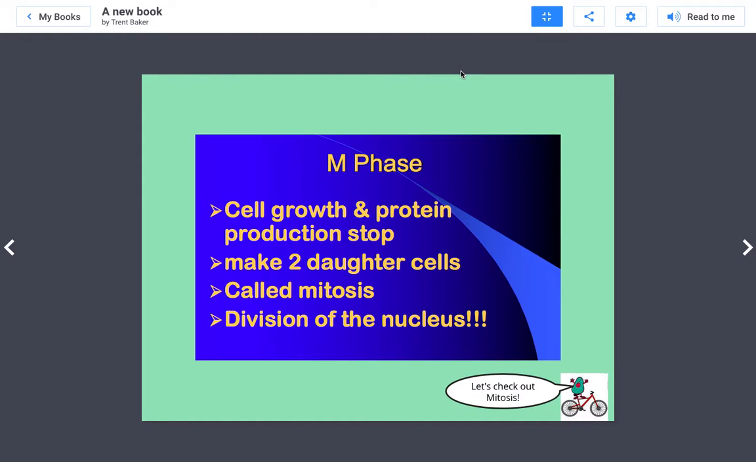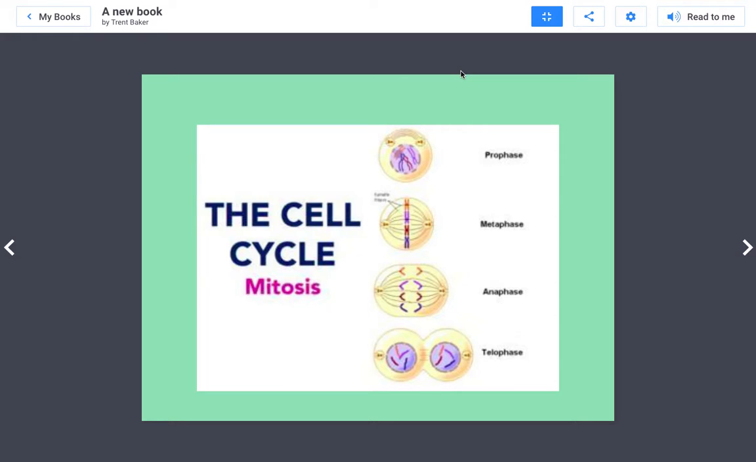Now we enter what is known as the M phase, also known as mitosis. This is where the cell begins to divide. Mitosis consists of 4 steps listed: prophase, metaphase, anaphase, and telophase. Let's begin.